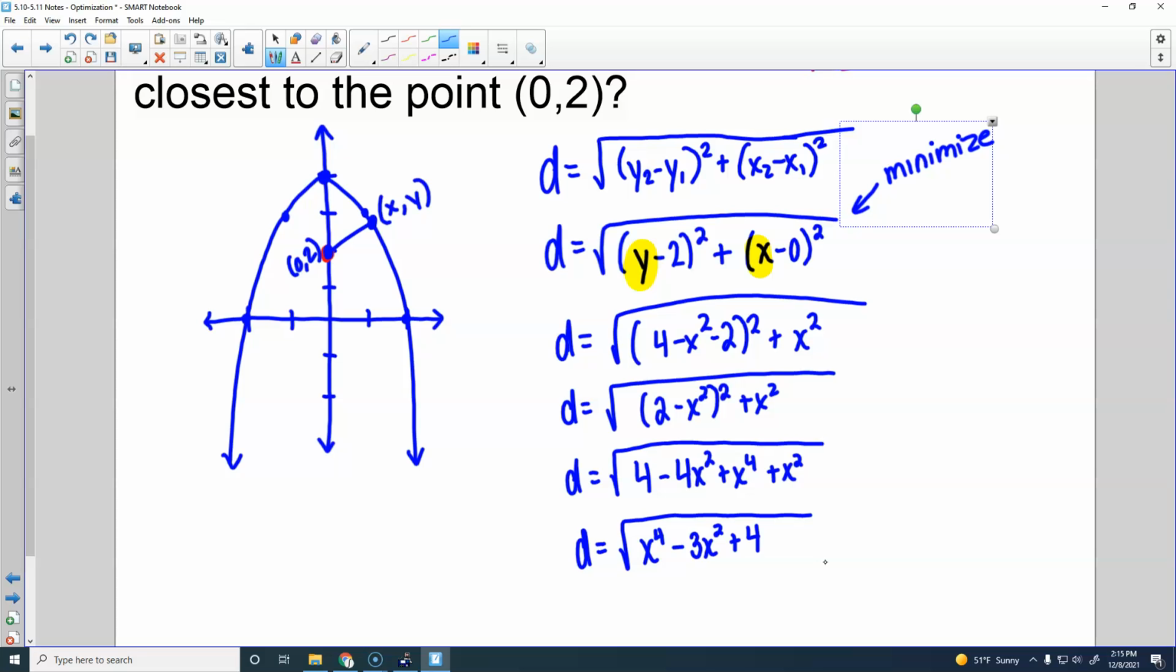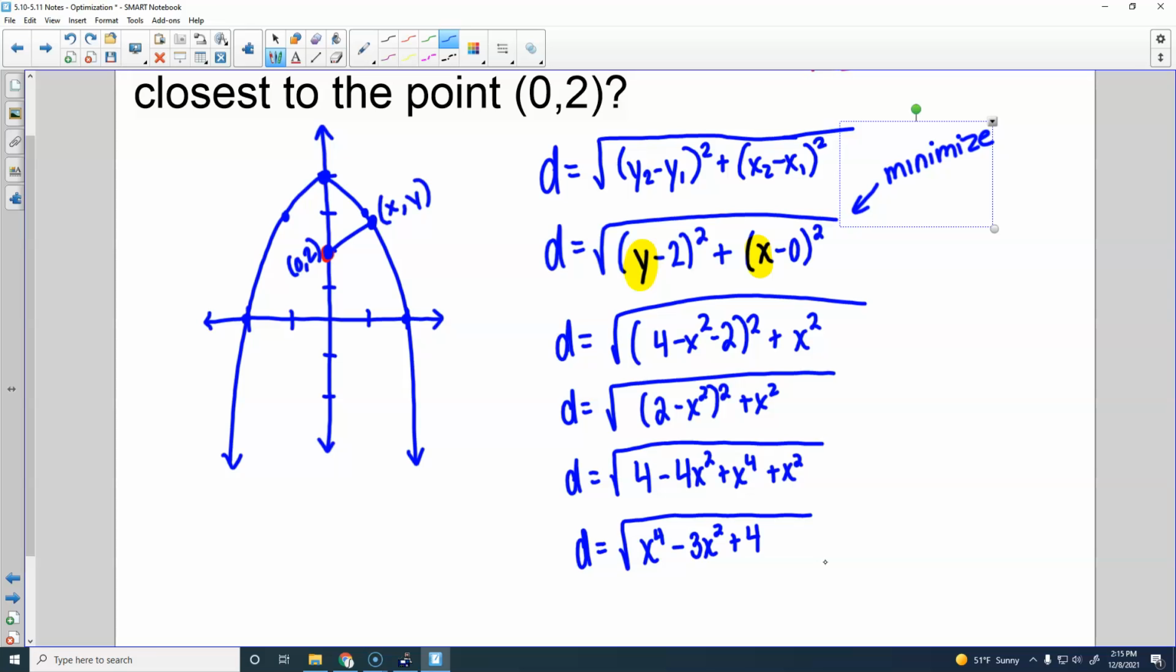We do, but I'm going to tell you a shortcut. Because taking the derivative of that is not going to be easy. You've got to do a chain rule. You would have x to the 4th minus 3x squared plus 4 to the 1/2, times that stuff to the negative 1/2 times the derivative of the inside. It's going to be a big mess. You could do it, but it's going to take a really long time.